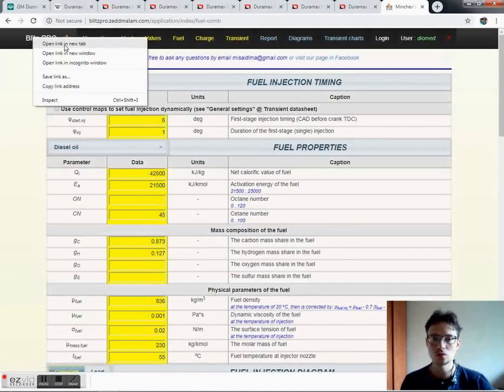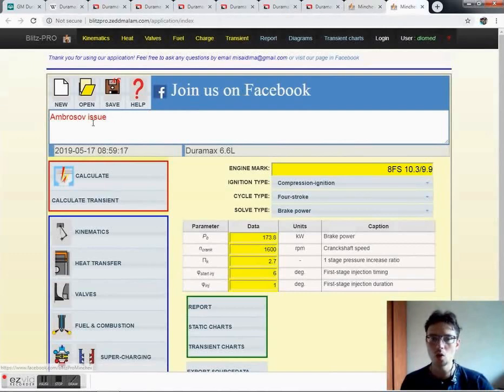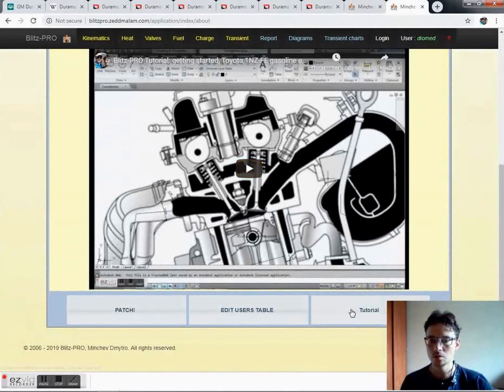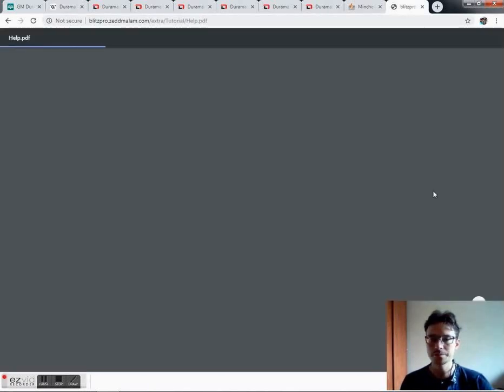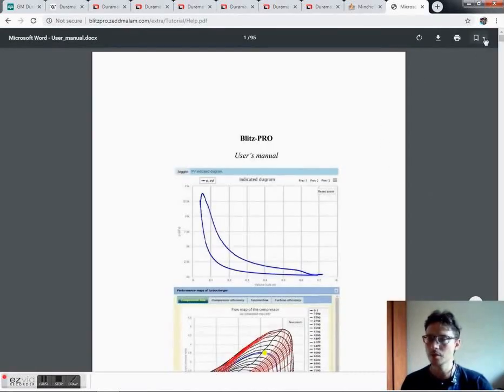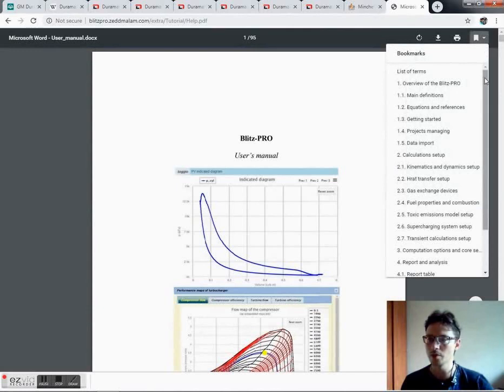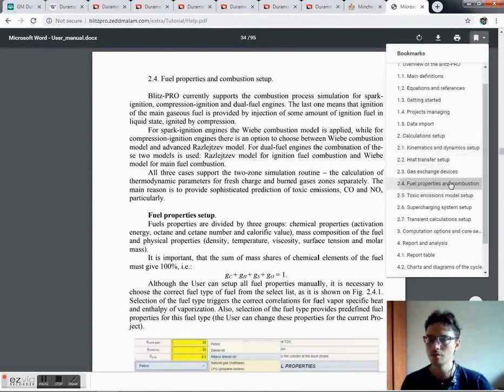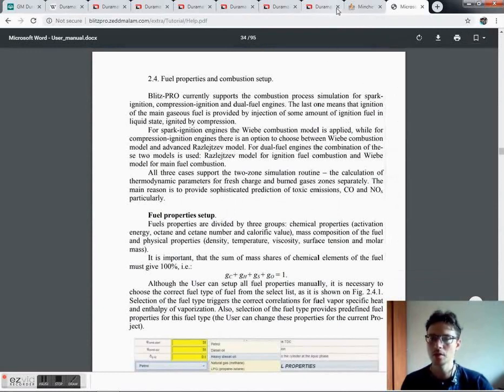We can open the tutorial also to understand how it actually works. We will open it on the page which refers to fuel properties and combustion. Okay, and now we can make the setup.